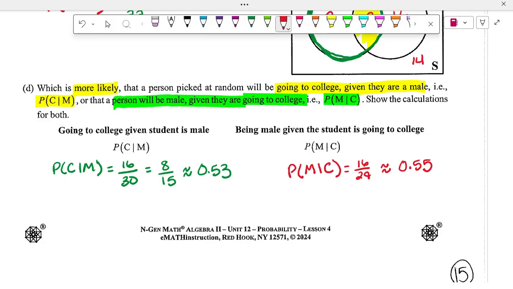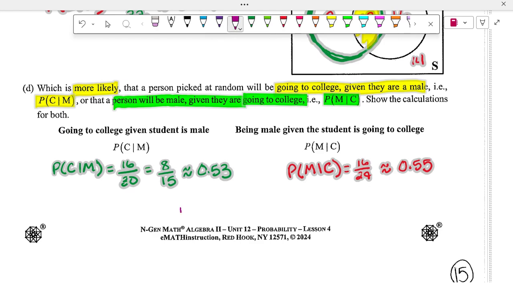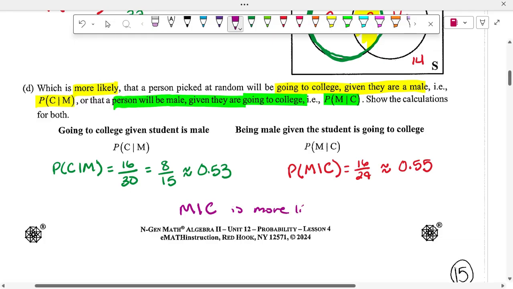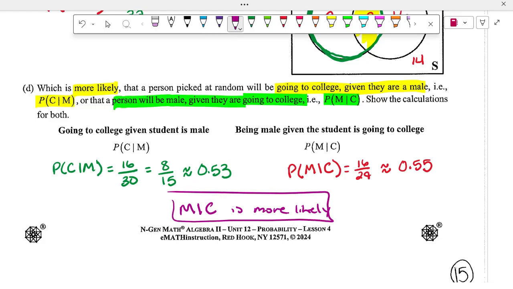Male given college. And why is that? It has a higher percentage, or it has a higher probability of happening. So the one that's most likely is male given college. Or more likely, I should say. So that's an example why decimals will help you.